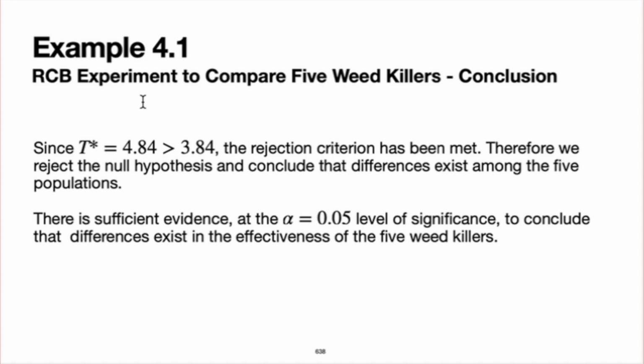And since 4.84 is, in fact, greater than 3.84, the rejection criterion has been met, and so therefore we would reject the null hypothesis at the 0.05 level of significance and conclude that differences do in fact exist among the 5 populations. And so translating this back into the language of the problem, we can say that there is sufficient evidence at the 0.05 level of significance to conclude that differences exist in the effectiveness of the 5 weed killers. Okay, so that is the end of this example. So we've answered the question.